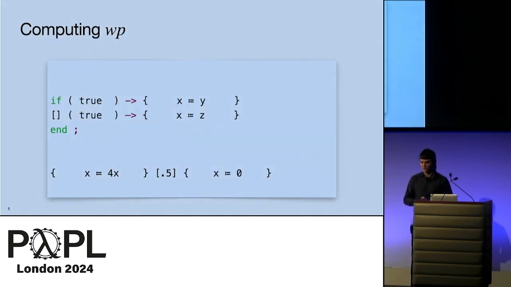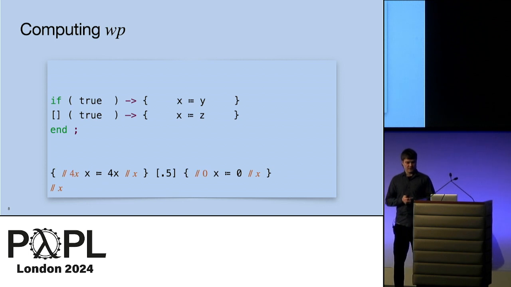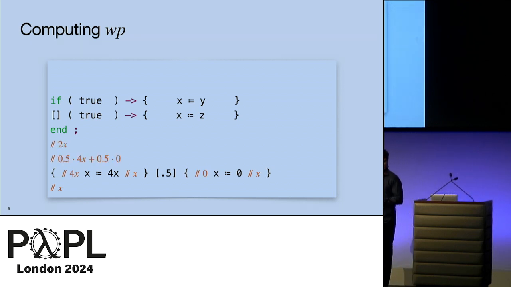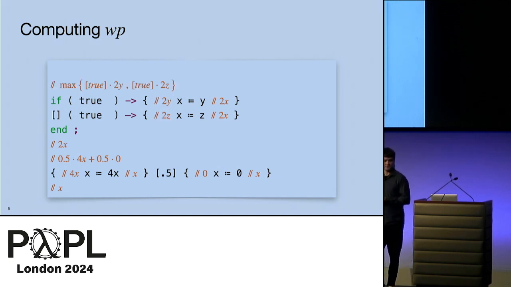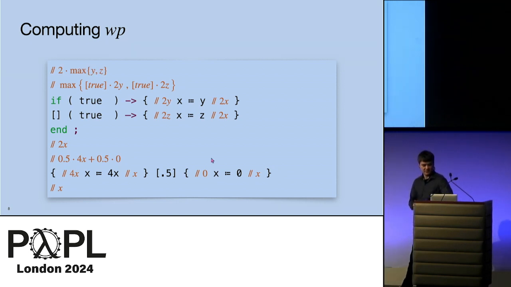This is an example of how to compute WP. It's the previous example, I just made some more space. As you can see, we go backwards through the program, and we just keep applying these rules. We can simplify a bit in the middle, and just keep applying the rules, simplify. So it turns out that the maximal expected value of x after termination of the program is 2 times the maximal of the initial values of y and z.